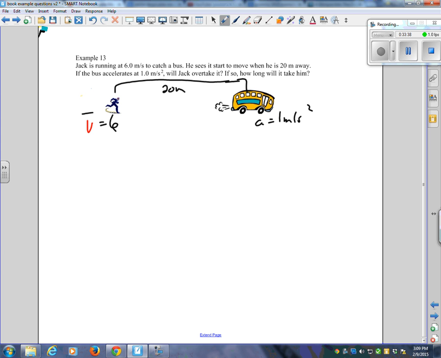He's going 6 meters per second. But the bus is only going 1 meter per second, and then 2 meters per second, and then 3 meters per second. It's going to be close, isn't it? But he's got less than 6 seconds to catch it, right? Okay. Find a partner, find a group, solve.